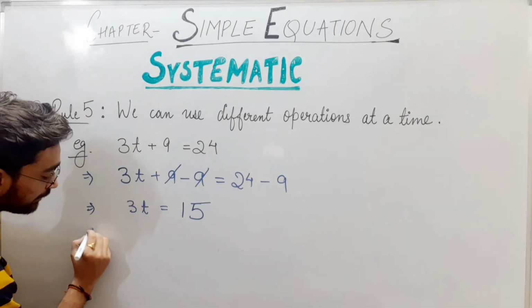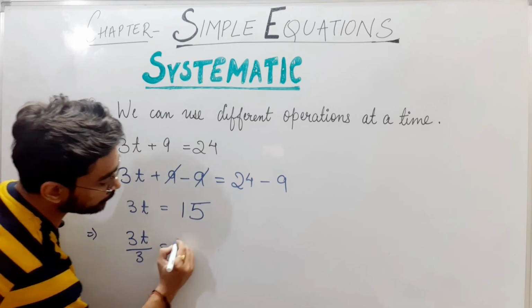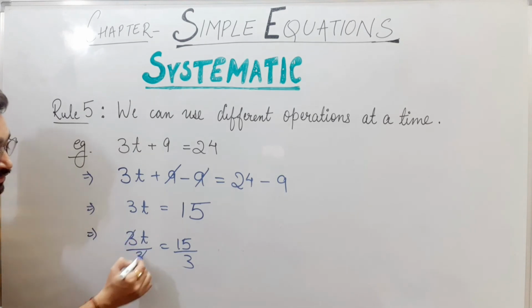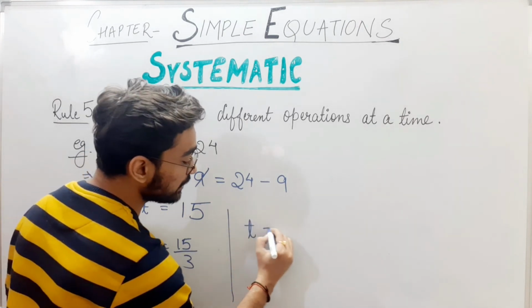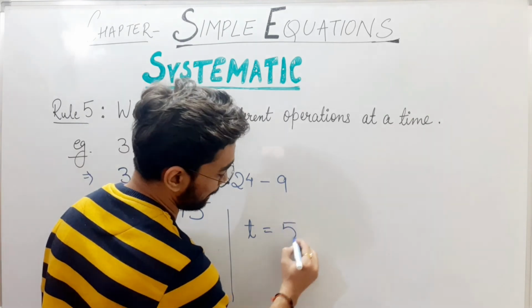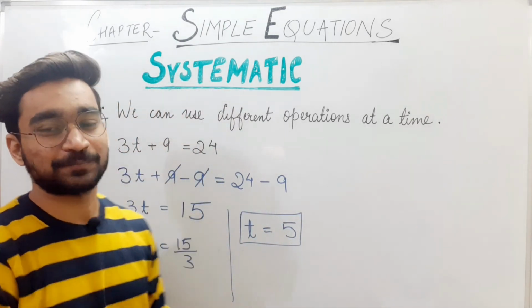So I will write here 3t divided by 3 is equal to 15 divided by 3. And this 3 and this 3 will be cancelled out because they are in division. And what will be the answer? T will be equal to 15 divided by 3. How much? Yep, 5. So this will be the answer.